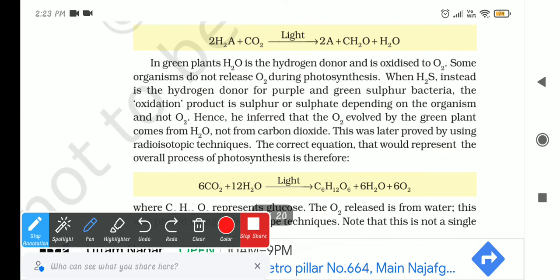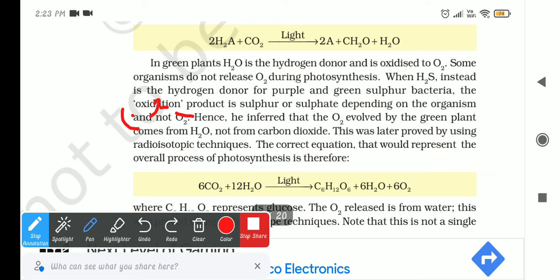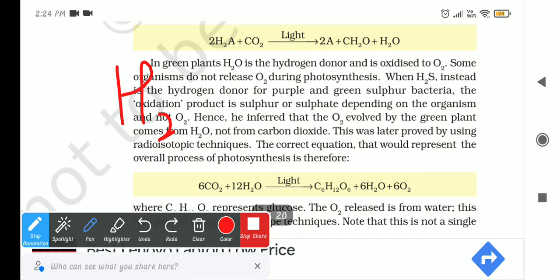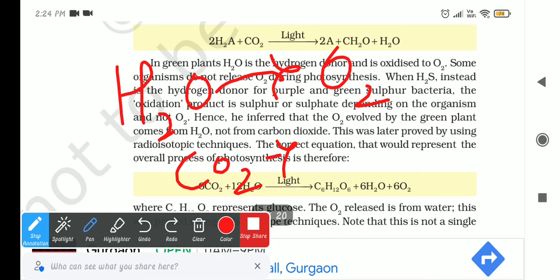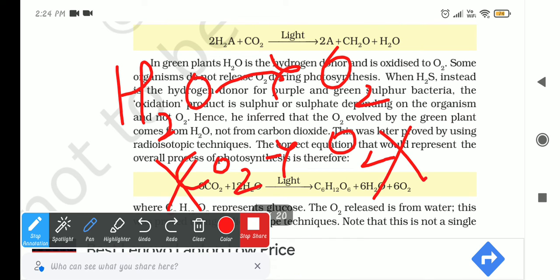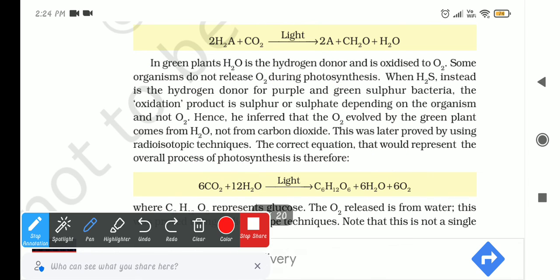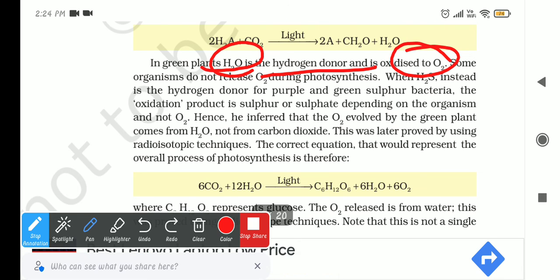This is something very important for you to note down. We wonder where the O2 comes from, from CO2 or from H2O. We used to be confused about it. But you need to keep in mind that we get O2 from the water only. We don't take O2 from the carbon dioxide. Therefore, H2O is the hydrogen donor and it is oxidized to O2.